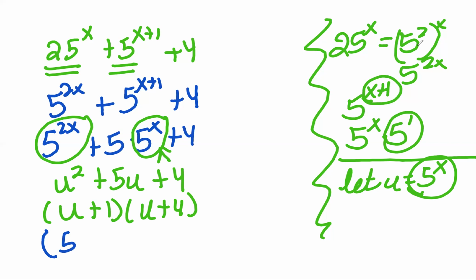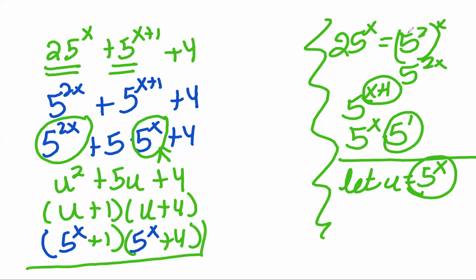So 5 to the x plus 1 times, and then u again is 5 to the x. So I'm now just simplifying that part out of it, plus 4, and then that is going to be my final answer.